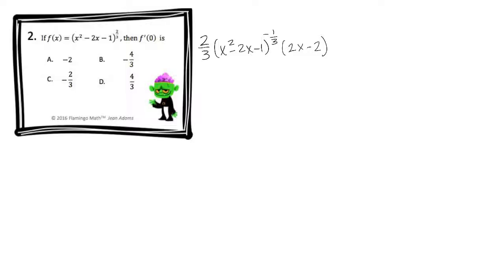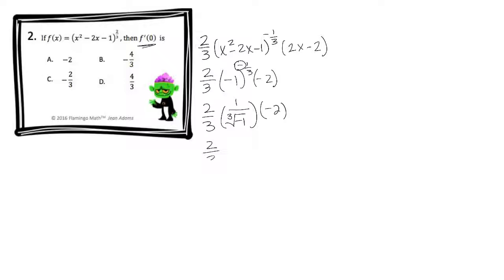Now we want to find this derivative's value at 0, so I'm going to substitute in a 0, and it looks like we're going to have a negative 1 to the negative 1/3 left times the negative 2. 2/3 times that negative up here means 1 over, and then the 1/3 power means the cube root of negative 1 times the negative 2. And here we're going to have 2/3 times negative 1 times negative 2. So it looks like we're going to have a positive 4/3.